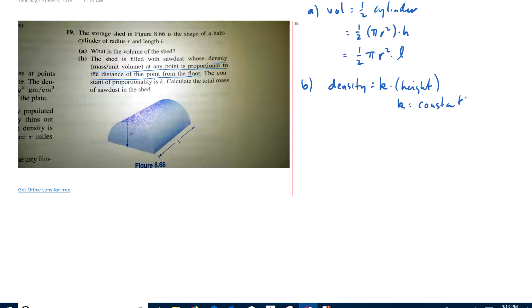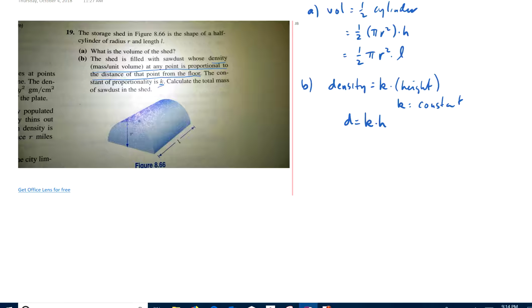Okay, so the density, mass per volume, is proportional to the height, equals k times h. So we'll call this d equals k times h. The constant in proportion is k. I read that, so I knew that's why I wrote k. Calculate the total mass of the sawdust in the shed.